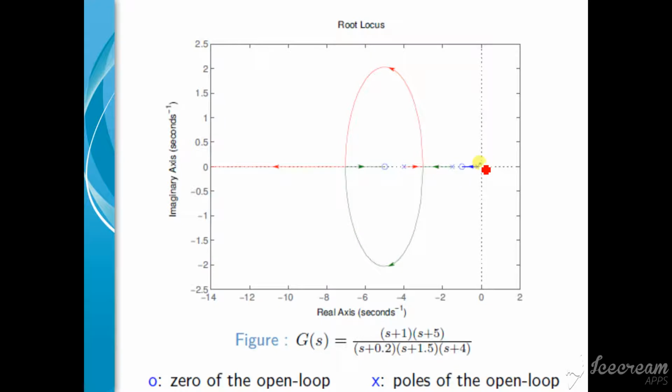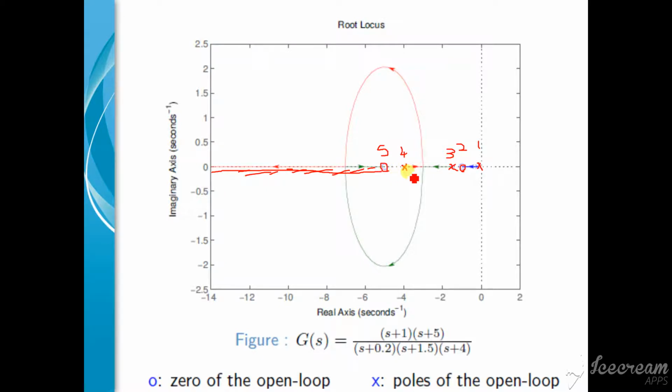If you see here, s equal to minus 0.2 is a pole, s equal to minus 1 is a 0 here, 1 pole here, 1 pole here is minus 4, and s equal to minus 5, 1 0 here. You put the number here 1, 2, 3, 4, and 5. Odd number will be on root locus. From minus infinity until minus 5 will be on root locus. All this point will be on root locus.